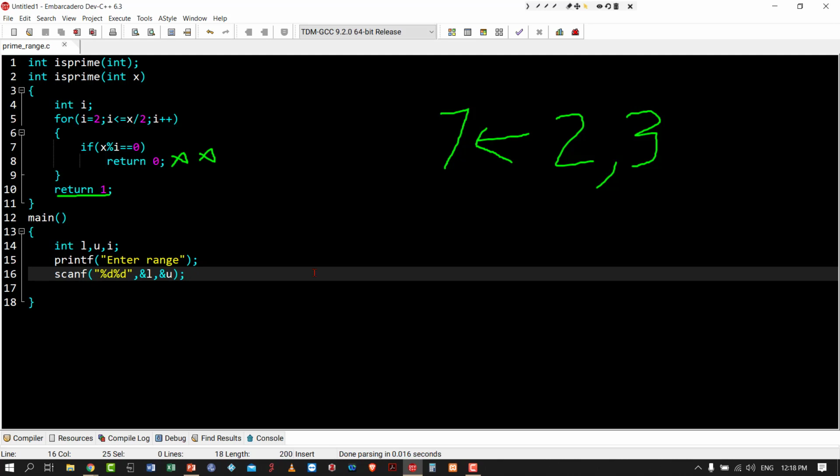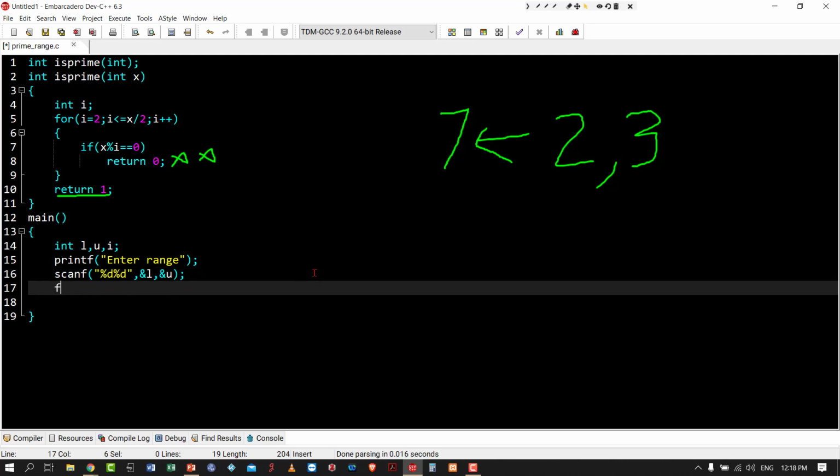So I am writing a for loop. Listen carefully: for I equal to L, I less than or equal to U, I plus plus.